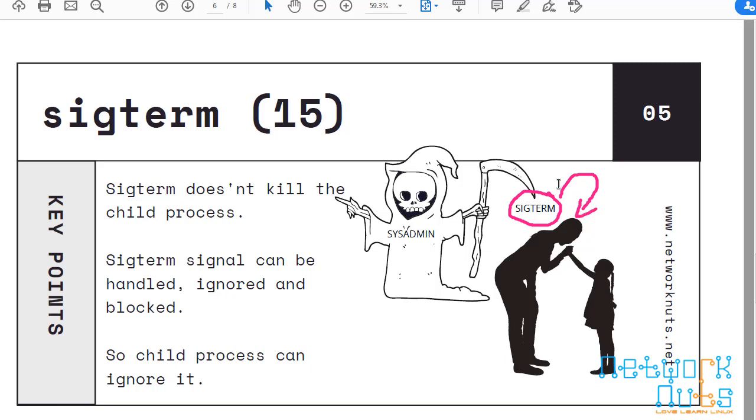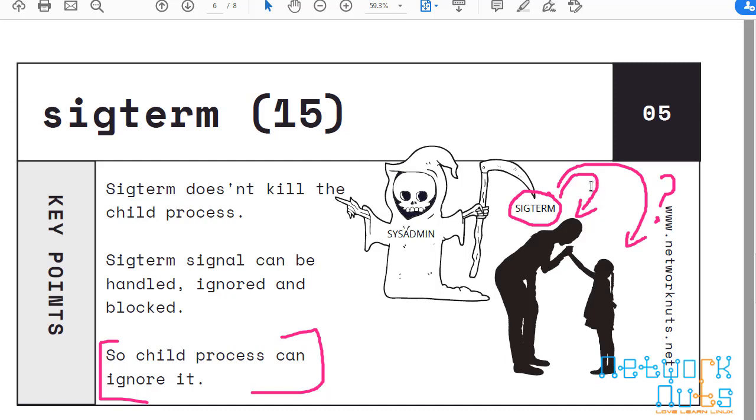When you send the signal terminate to Firefox, it asks, anyone wants to come? A cushion will be there. A child has got all the rights to ignore it. No, my dear sysadmin, I don't want to die right now. I'm too young to die. So a child process can ignore the terminate signal. So it is a kind of graceful killing of a process, which should always be done.